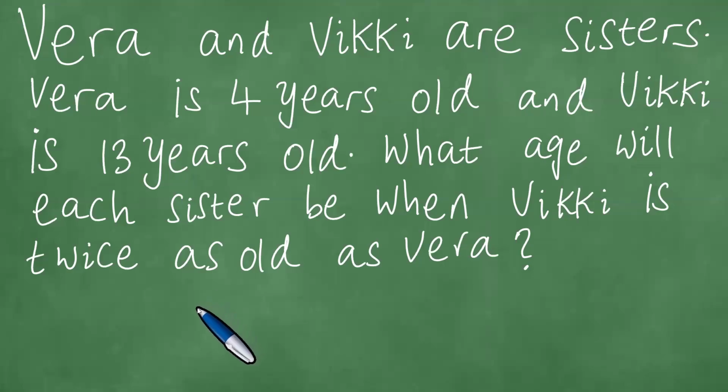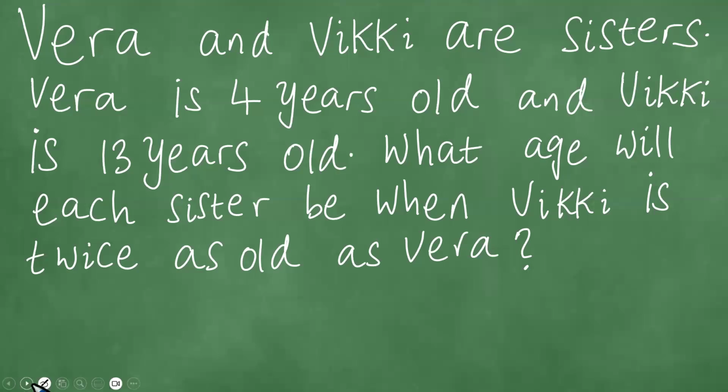Right, we are here and we want to solve this word problem step by step. But first things first, we read through the word problem carefully. Vera and Vikki are sisters. Vera is 4 years old and Vikki is 13 years old. What age will each sister be when Vikki is twice as old as Vera?